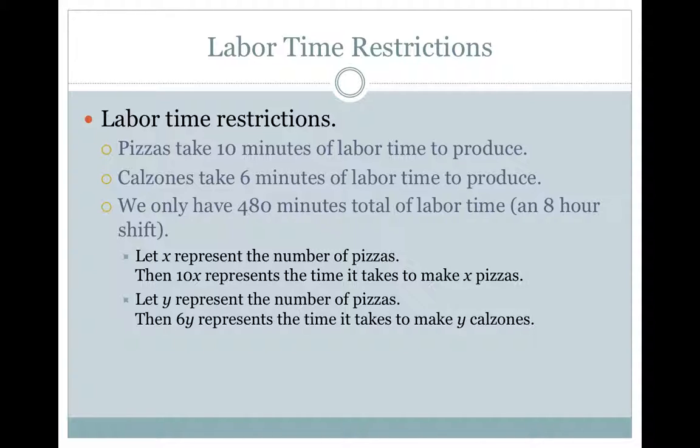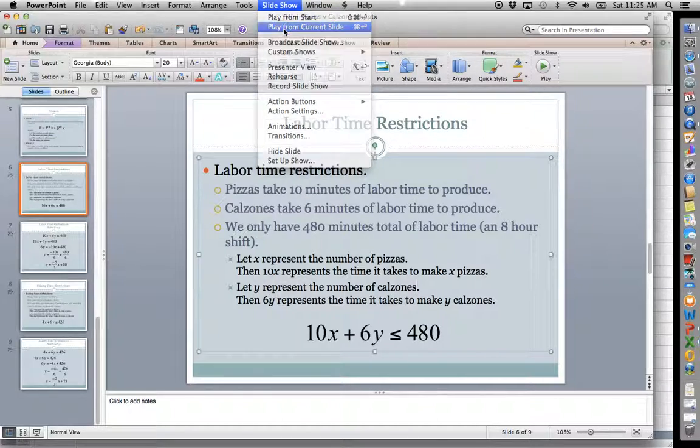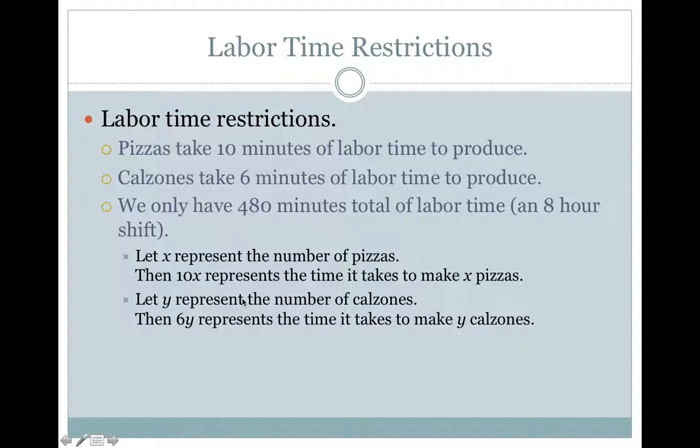Same here, Y represents the number of pizzas. Oh, sorry, this is supposed to be calzones, not pizzas. If you knew that Y was the number of calzones, then it's 6 times Y. So if you had 2 calzones, 6 times 2, it would take you 12 minutes. A formula that takes this into account is 10 times X, that's how much time it takes to make the pizzas, plus 6 times Y, how much time it takes to make the calzones. But we only have 480 minutes total of labor time, so this is less than 480.